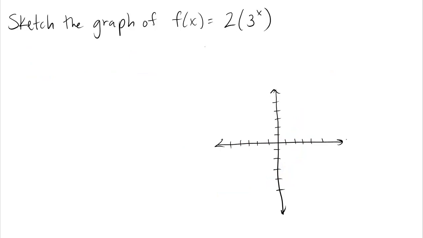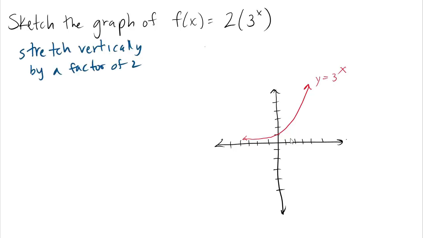Let's sketch the graph of f of x equals 2 times 3 to the x. Well, again, 3 to the x is one of those increasing exponential functions. It goes through the point (0, 1). All exponential functions go through (0, 1) before you translate them in any way. And the 2 is a vertical stretch. We're going to stretch the graph vertically by a factor of 2.